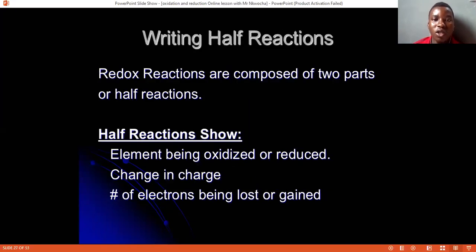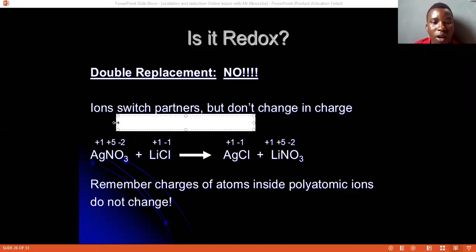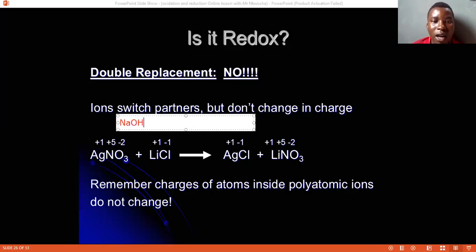Now, another one that I forgot to mention here. Most times, it's also double replacement: the neutralization reaction, the reaction between sodium hydroxide and HCl. Let's see what it will now give us: sodium chloride and water. So obviously double replacement. I hope you can see what I mean by double replacement. They automatically swapped, and that means this is not a redox reaction.